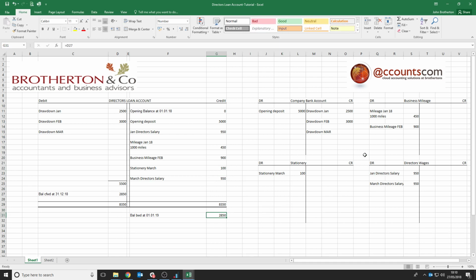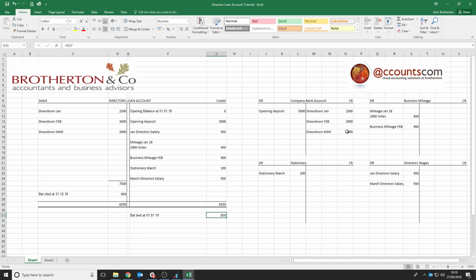Now if we want to then take out in March £2,000, so we're saying, right, the director now needs £2,000 to live for March. We're going to take it out of the company bank account here, and we're going to debit it against the drawings, the drawdown, the expenditure that we've put through the director's loan account. So we've got a rolling figure of 850 owed by the company to the director.